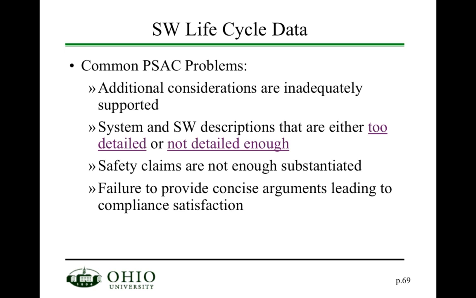Also, often either the system or software descriptions are either too detailed or not detailed enough. You need to have the right amount of detail there. And of course, safety claims, in other words, what's my criticality level of this software? My assurance level of the software? You need to really substantiate that claim with the necessary references to the functional hazard assessment or the preliminary system safety assessment.